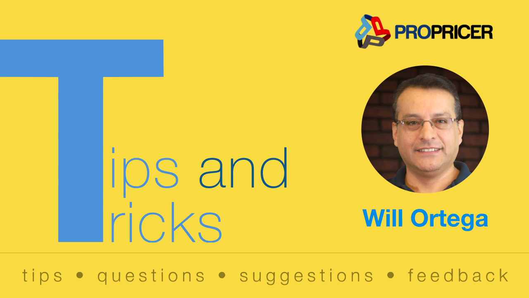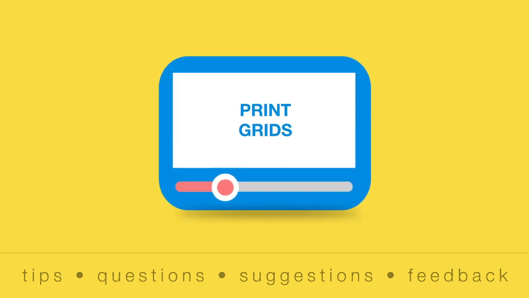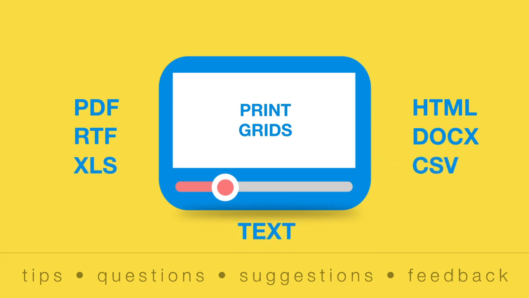We will be covering useful tips and tricks in ProPricer that will help you leverage your time better and get things priced. Today we're going to talk about ProPricer's Print Grids feature. This feature gives you the ability to quickly print or export data from any ProPricer grid to formats such as PDF, HTML, RTF, DOCX, XLS, CSV, and text.